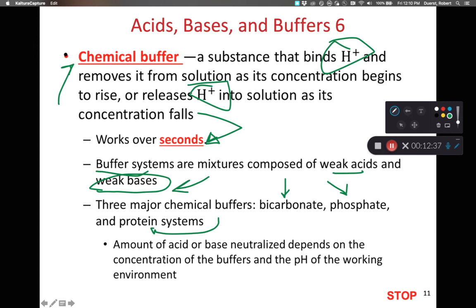Now, as we look at these buffering systems, the amount of acid or base that they can neutralize typically is going to depend on how much buffer we have. If we have a high concentration of buffer, they can neutralize more acid or base versus a low concentration of buffer. And it also depends on the pH of the working environment. If we already have a very alkaline pH to start out with, the buffer isn't going to be able to neutralize that much more base because it's already in that very alkaline environment.